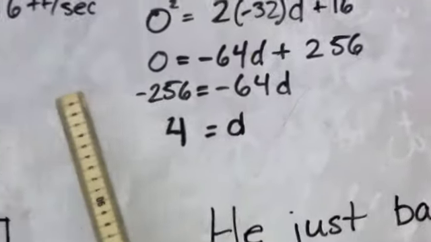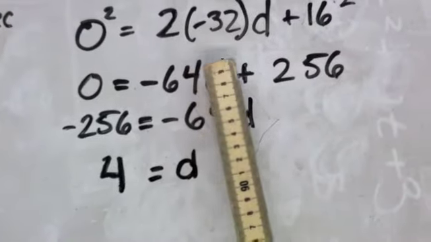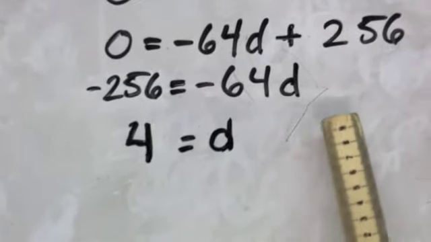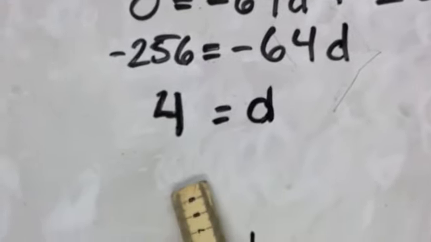Knowing that the final velocity is going to be 0 feet per second and his initial velocity is 16 feet per second, and also using a as negative 32, we solve the equation for 0 equals negative 64d plus 256. When solved completely, d equals 4, which means that the robber will just barely clear the 4-foot gap.